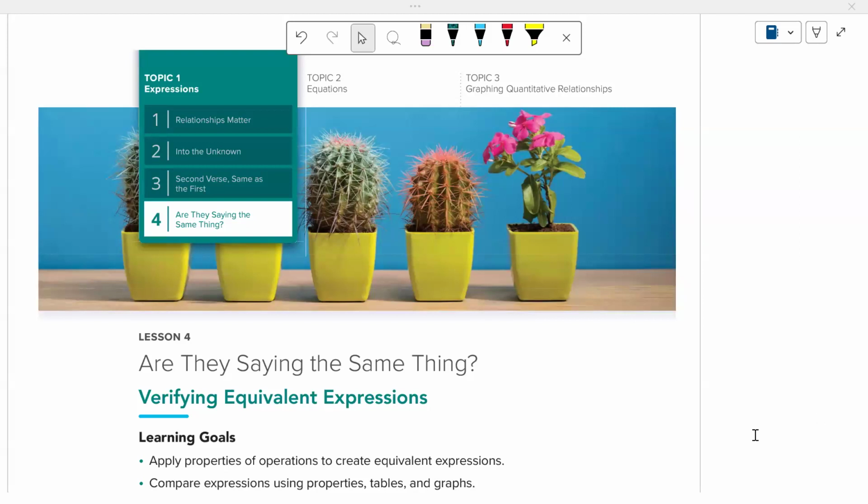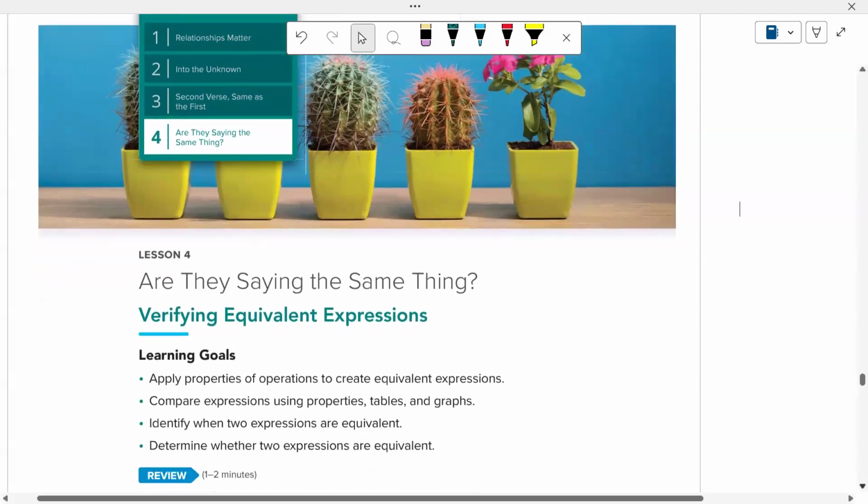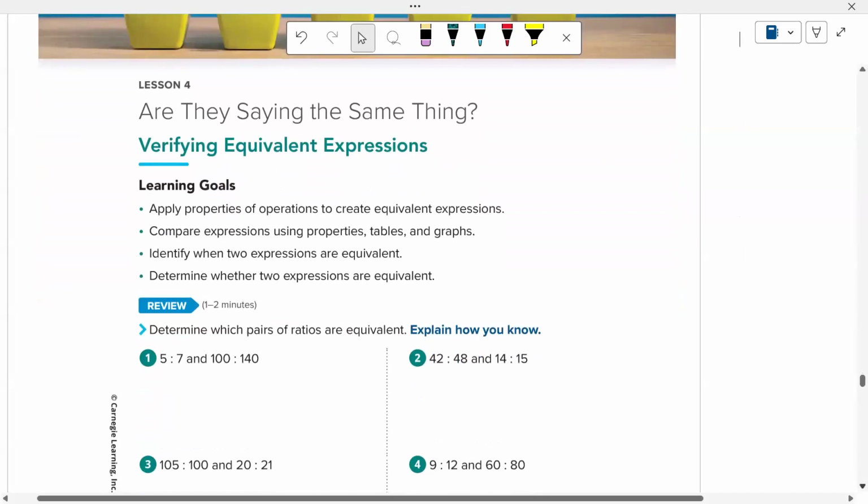We're on page 387, and what we're doing here is trying to verify equivalent expressions. Very easy lesson, to be quite honest with you. It's not too bad at all. It's pretty short too. But y'all are smart as heck, so you'll figure it out.